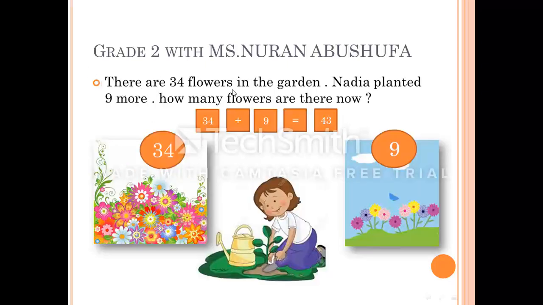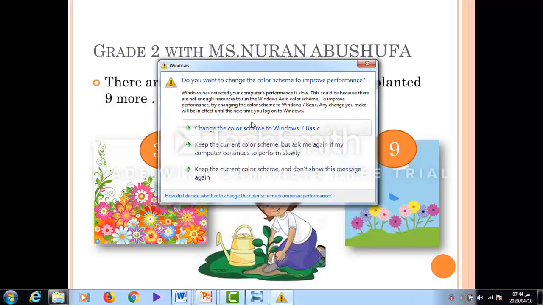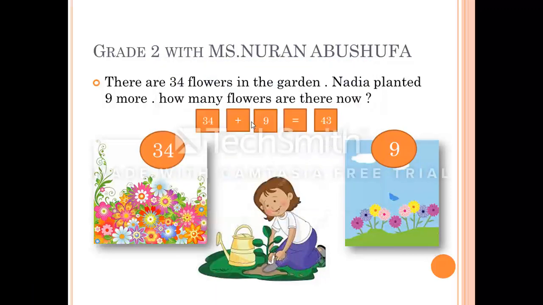There are 34 flowers in the garden. Nadia planted 9 more. How many flowers are there now? This is Nadia's garden. She already has 34 flowers, and she wanted to plant another 9 more. So we will add these 2 numbers of flowers together so we can know how many flowers she has now. 34 plus 9 equals 43. Open up 9 fingers with me and count. After 34, 35, 36, 37, 38, 39, 40, 41, 42, 43.